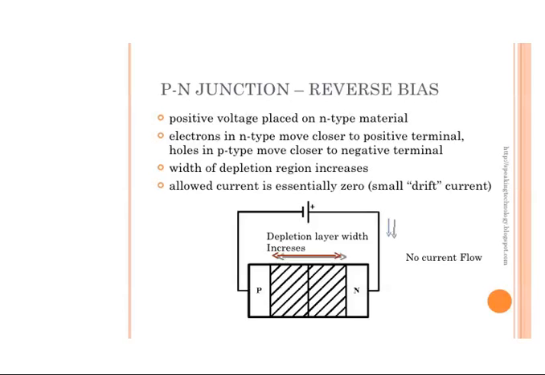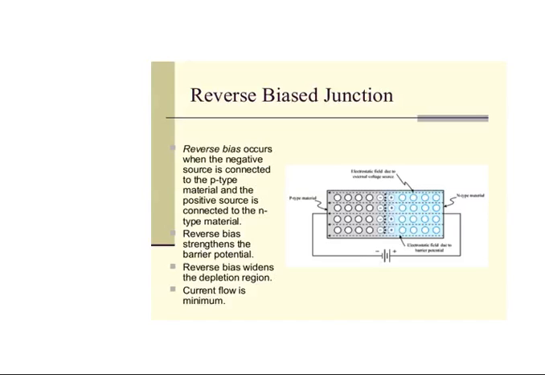Exactly opposite to this is the reverse bias junction. Positive voltage is placed on the N-type material. Electrons in N-type move closer to the positive terminal, and holes in P-type move closer to the negative terminal. The width of the depletion layer increases. The allowed current is essentially zero. In short, reverse bias occurs when the negative source is connected to the P-type material and the positive source is connected to the N-type material.